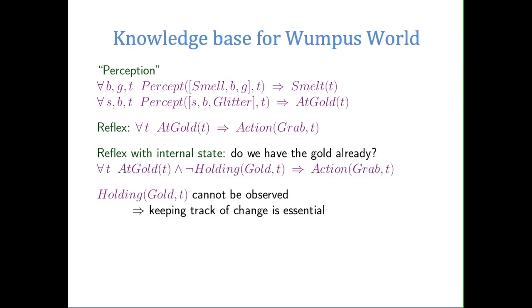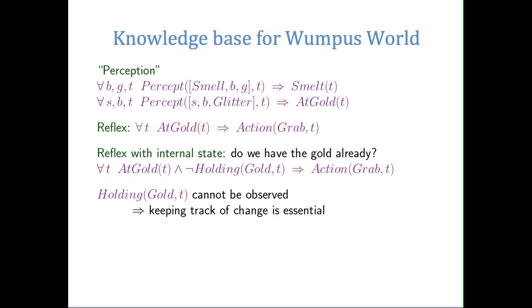Looking at the knowledge base for Wumpus World, the idea of perception we can represent as: for all B, G, and T, a percept of smell, and then whatever the values for breeze and glitter are, at some time T implies that the agent has smelt at time T. Okay? And the only thing we can smell is the Wumpus. And similarly, if we're going to perceive the gold, for all S, B, and T, having a percept of S, B, and glitter at time T means that we're at the gold. We're in the same square as the gold.